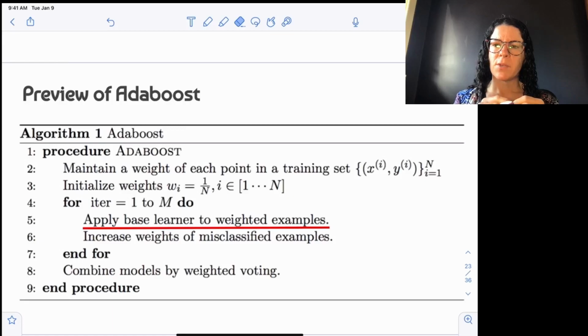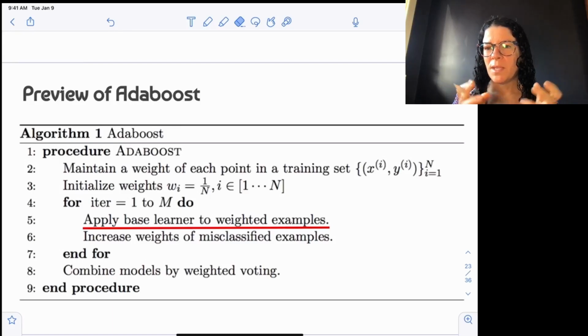So you guys may be asking yourselves a question right now. How do we apply an algorithm to weighted examples? We know how to work with unweighted problems, so how do we apply an algorithm to weighted examples? Suppose that you have two observations and one of them has weight 1 and the other one has weight 2. How do you think about that problem?